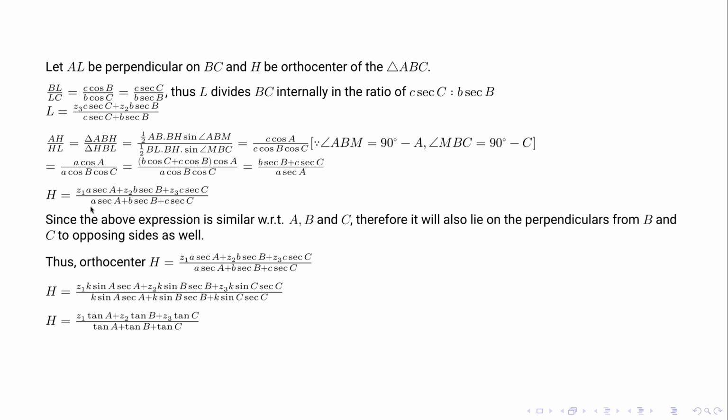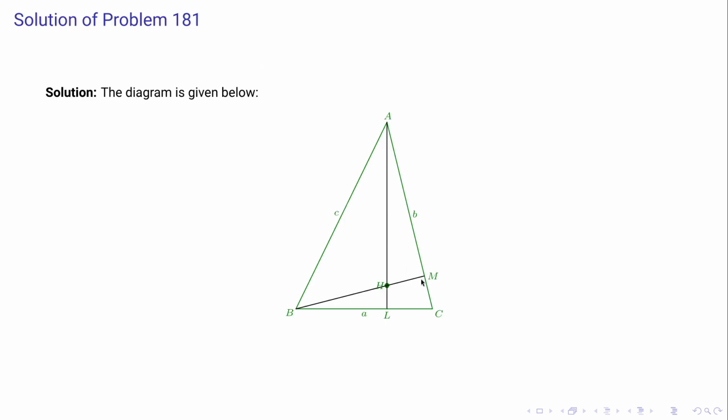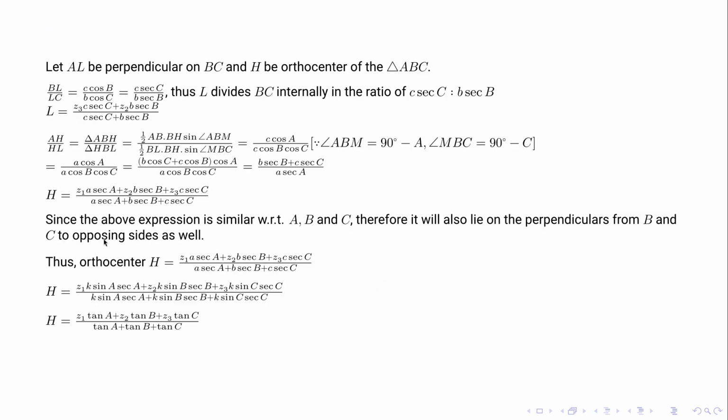Now if you observe, this is a cyclic relationship, that is, a symmetrical relationship. Similarly we can figure out that for B and C, that is, if we look at M and draw a perpendicular from this side, we will arrive at the same value. Thus we have this orthocenter as given.